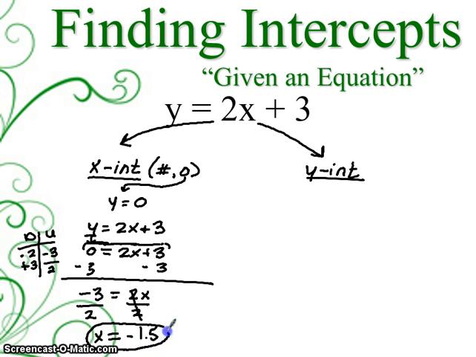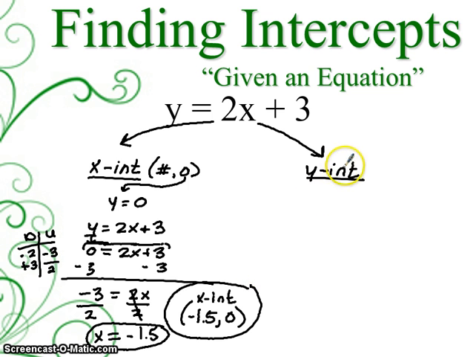Now, we can't just leave it like this. This is just the x-coordinate. Remember, the x-intercept is a number, comma, 0. This is just the number that we're going to put there. So our x-intercept is the point negative 1.5, comma, 0. This is our x-intercept. INT is short for intercept.